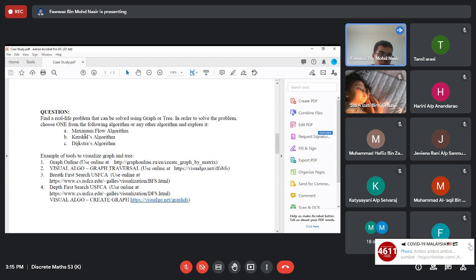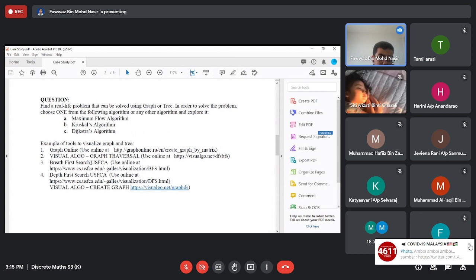For example, the maximum flow algorithm, a classical algorithm which we have covered in our class, or Dijkstra's algorithm. So you can choose any of these three algorithms or any other algorithm that you find. You can use any of these tools to visualize your graph or tree.